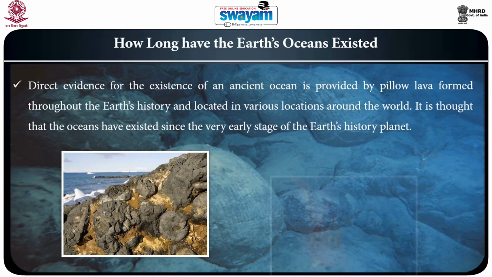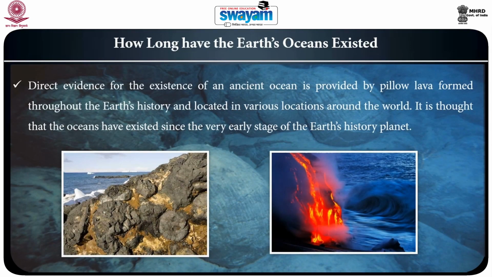Direct evidence of the existence of an ancient ocean is provided by pillow lava formed throughout the Earth's history and located in various locations around the planet. At present, it is thought that the oceans have existed since a very early stage of the Earth's history. This lava is characterized by pillow-shaped masses and is found when hot lava flows into the water and cools rapidly.